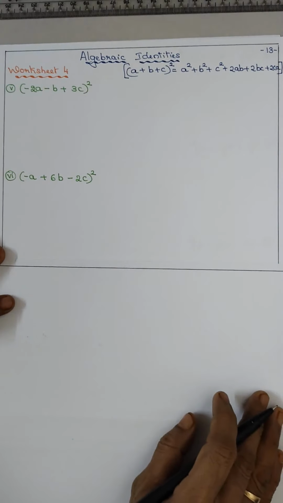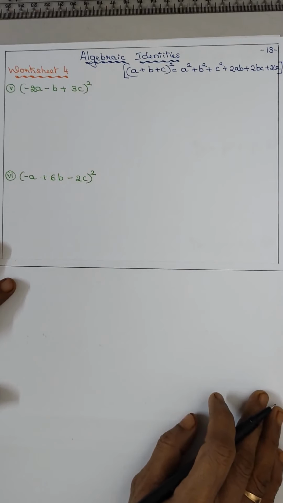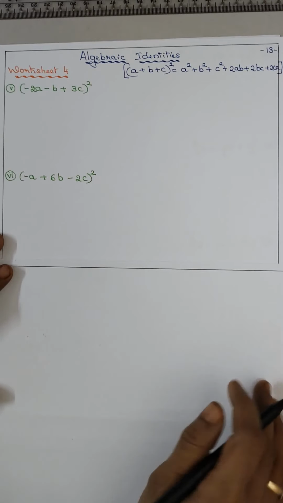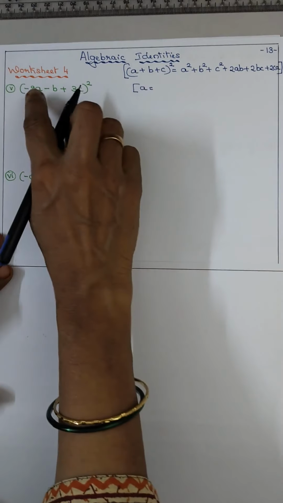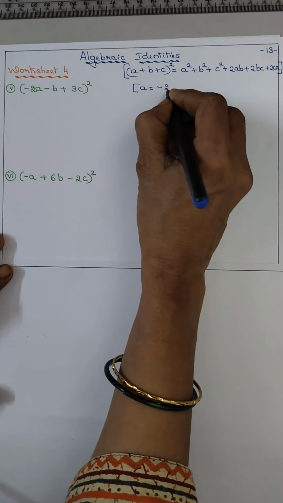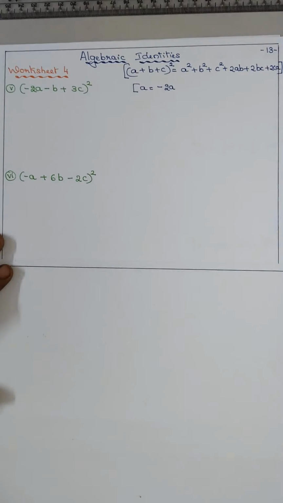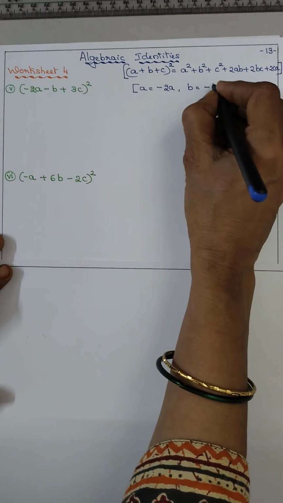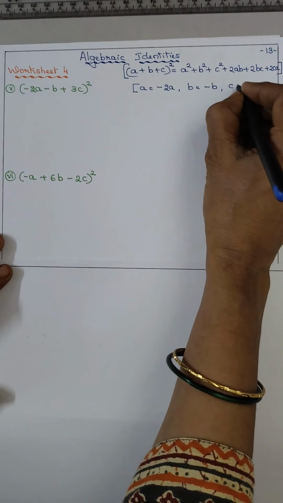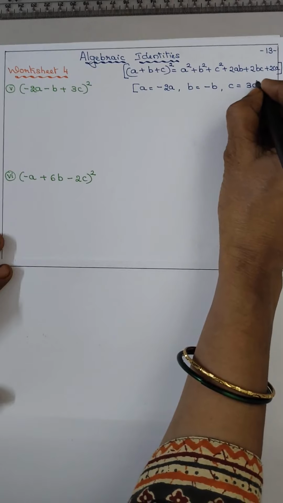Hope you remember. Now coming to the fifth sum of worksheet 4. First we have to write what are a, b, c, isn't it? a is equal to minus 2a, with the sign we have to write minus 2a, b is equal to minus b, and c is equal to 3c.